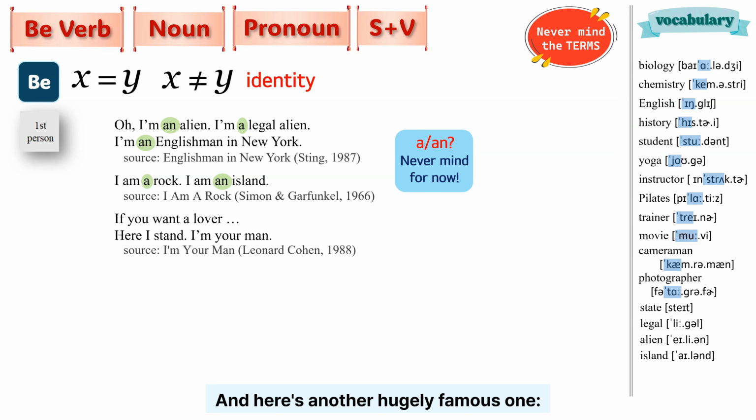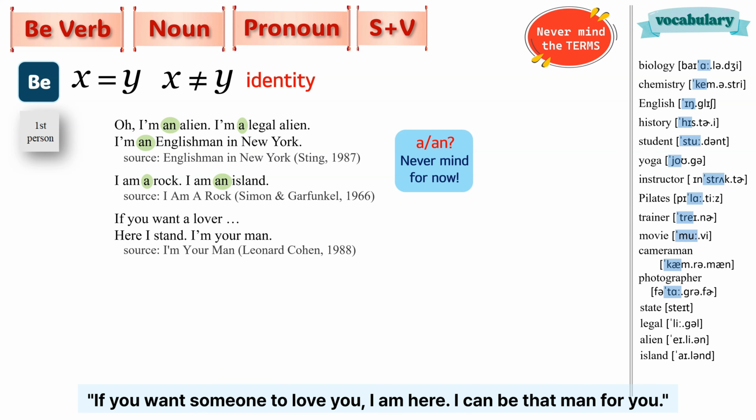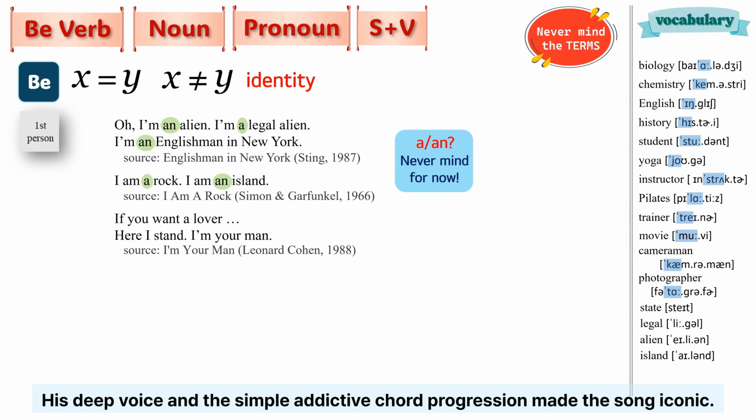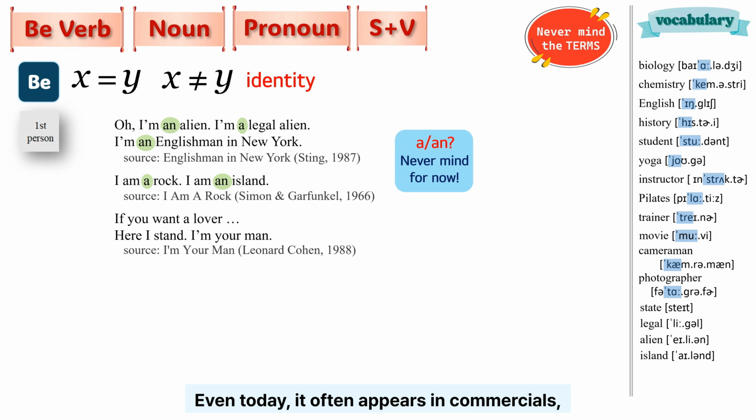And here's another hugely famous one, Leonard Cohen's ballad where he sings, If you want someone to love you, I am here. I can be that man for you. His deep voice and the simple, addictive chord progression made the song iconic. Even today, it often appears in commercials, instantly recognizable as soon as the intro starts.